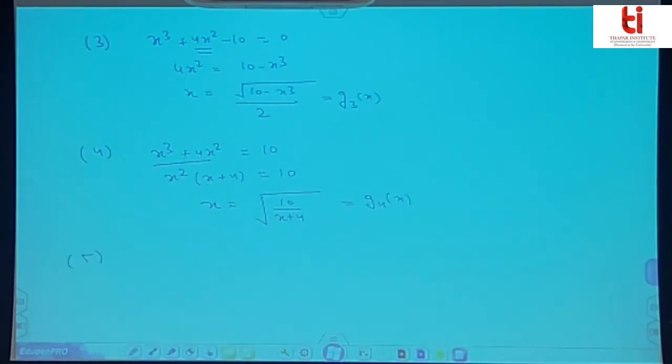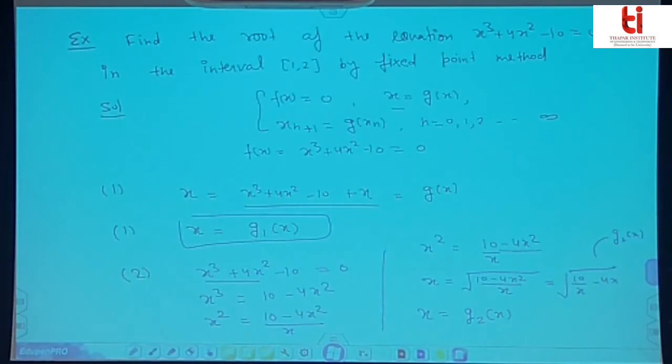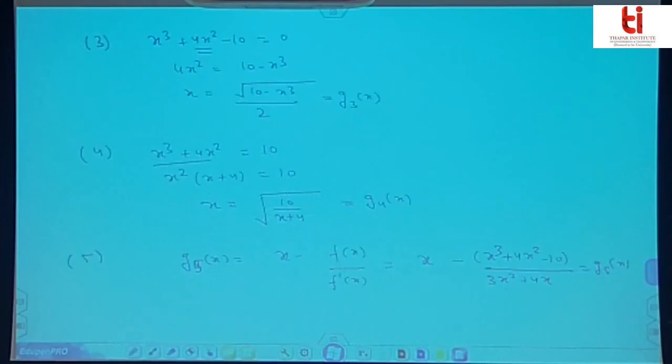And the fifth is, we are writing in a specific form. Let us define g5(x) as x minus f(x) upon f dash(x). This is called Newton's method. We'll explain this method later on. I'm just telling you another form of g(x). That is x minus function value, what is it here? x cube plus 4x square minus 10, and the differentiation of the function is 3x square plus 8x. This is your g5(x). So here we got g1, g2, g3, g4, g5 by different procedures.